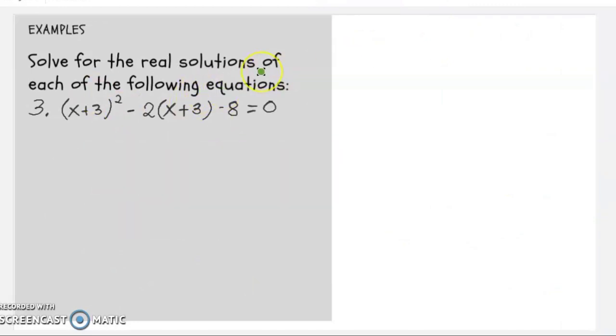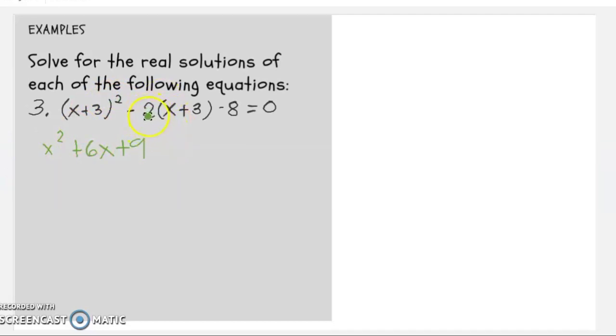Yan, pahirap na tayo ng pahirap. So, for number 3, all you have to do is to simplify muna yung pwedeng natin i-simplify. So, ano yung square nito? So, we have x plus 3 square is x squared. 3 times x is 3x times 2. We have 6x. Plus, 3 square is 9.